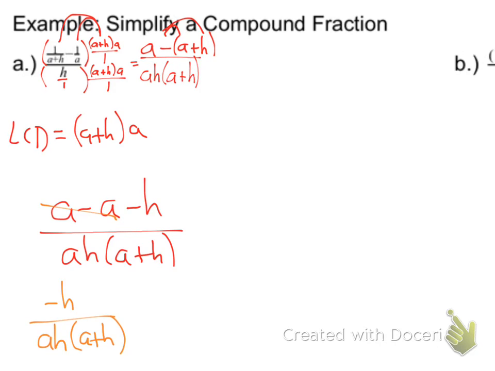Guys, it's negative 1 times h. They're all multiplied on top. And then it's a times h times a plus h. Why can't I cancel the h's? Get the h out of here. Oh, that was good. Okay. So, you end up with negative 1 over a times a plus h. You are done now.